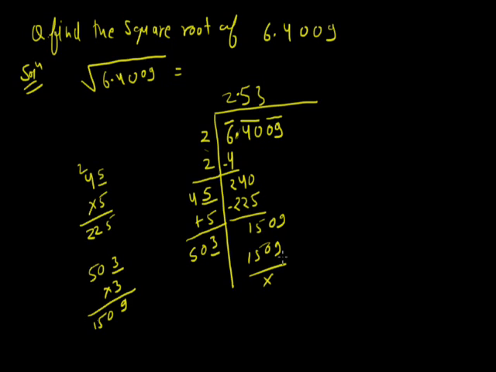Nothing is remainder, so it is a perfect square, and it is the square of 2.53. Or in other way we can say that the square root of 6.4009 is 2.53. So this is our answer. So in this way we can find the square root of a decimal number. Let's take one more example.